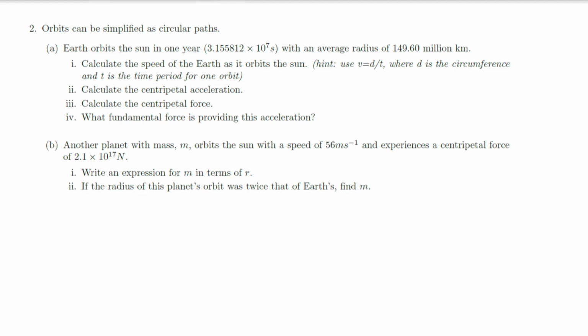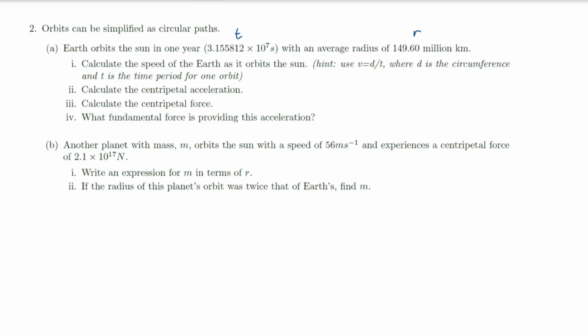So we know that the Earth orbits the sun in 1 year, which is that many seconds. And it has an average distance from the sun of about 150 million kilometers. Right, so we have a time and we have a radius. Part 1, calculate the speed of the Earth as it orbits the sun.